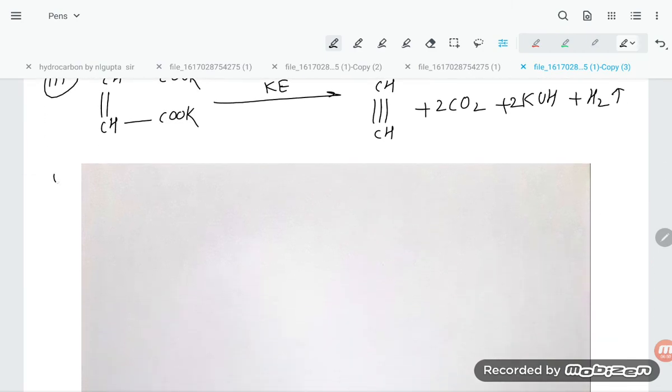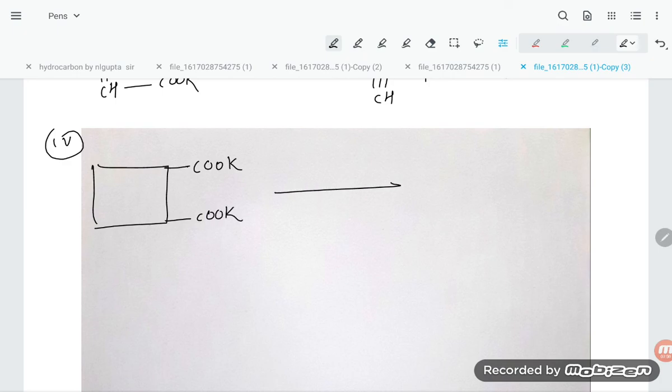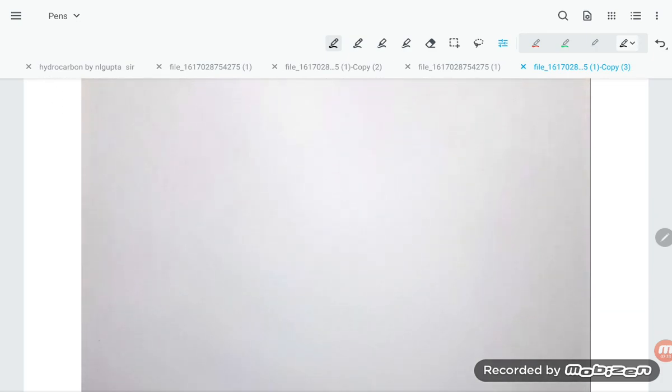Okay, fourth reaction you can see, students, suppose we are having it this way, COOK is there, here is also COOK, and if you are doing Kolbe electrolysis, the product will be like that, students. Okay, side product I am not writing, you can easily do. Okay, fourth. Now you come to the fifth number, dear student.